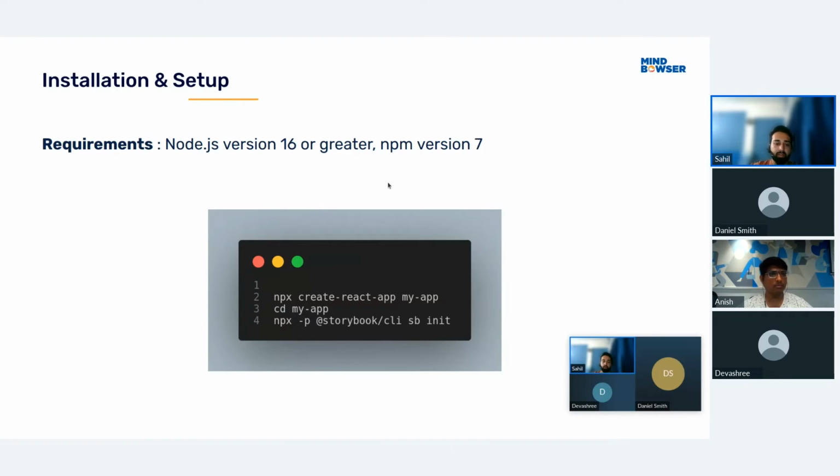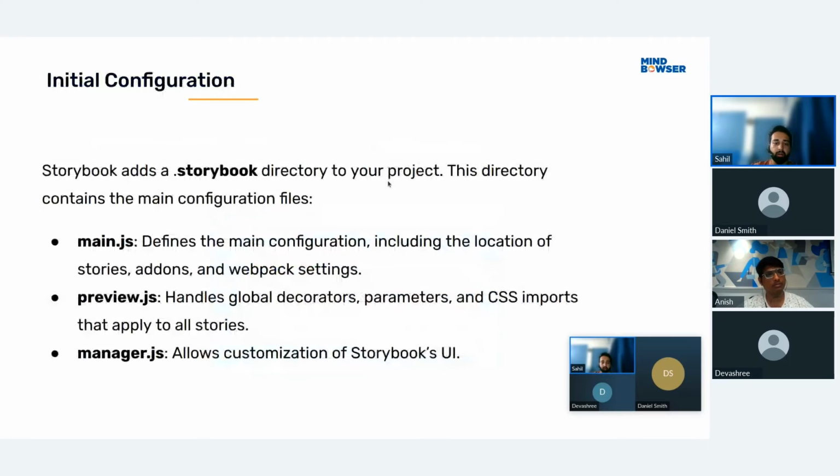Storybook adds a .storybook directory directly to your project. This directory contains the main configuration files. So basically there are three. First is the main.js. The main.js defines the main configuration, as the name suggests. It includes the location of the stories, where the stories are present, some add-on definitions, and also the webpack settings.